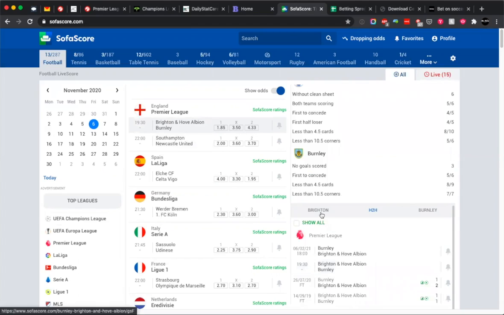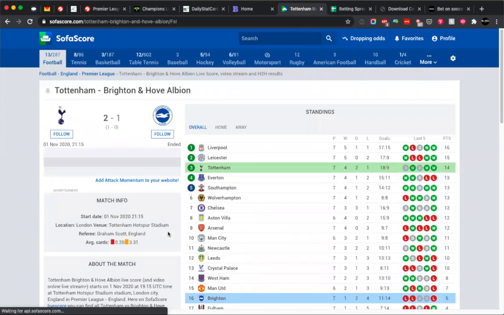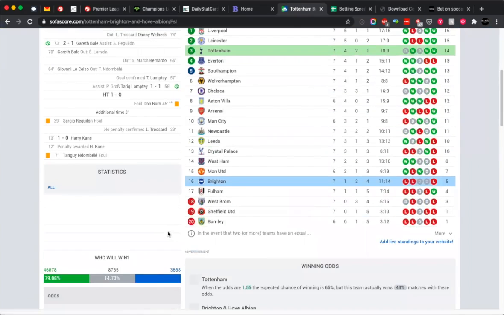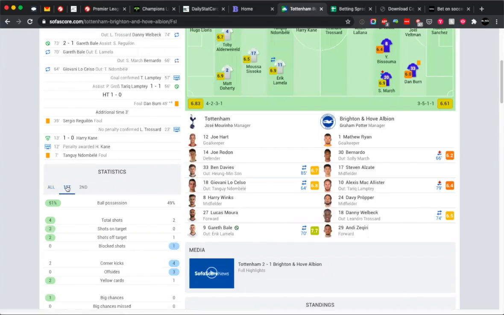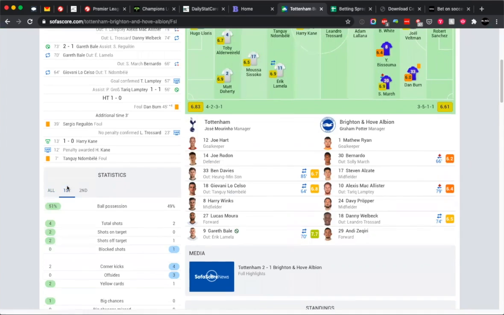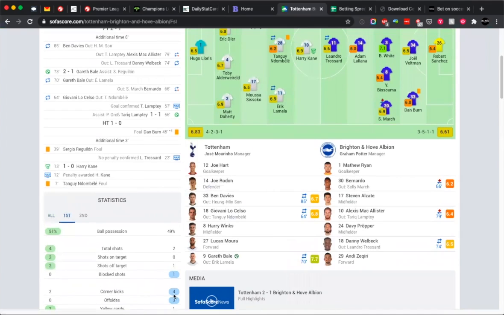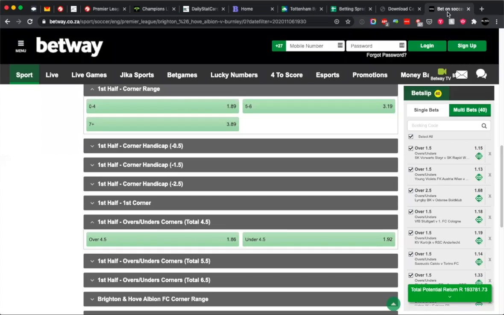So when you come to a game, so Brighton's last game, Brighton played Tottenham. So when the game loads, what you want to try and look at, you're looking at the statistics here. Click on what says the first. This is the first half. So you see that in Brighton's last game against Tottenham, they took 4 corners and Tottenham took 2. That's over 4.5 corners. That's 6 corners. So look at that market and look at that odds.